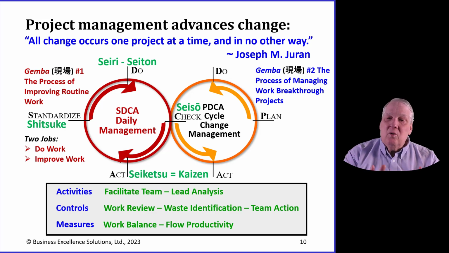And so here what we see in this Gemba 2 is we're adding this job of facilitating change teams, leading analysis. So there is somebody acting as a coach mentor to the people from Gemba 1 to actually do these projects. And the controls are we review the work, we identify the waste, the team takes the action, and then we have a work balance across the workers so that nobody's doing more than they should be. There has to be some consistency in the assignment of work and also productivity from the flow.